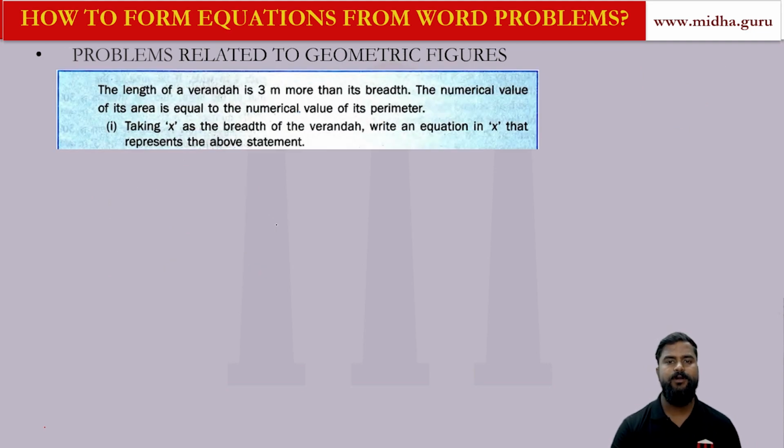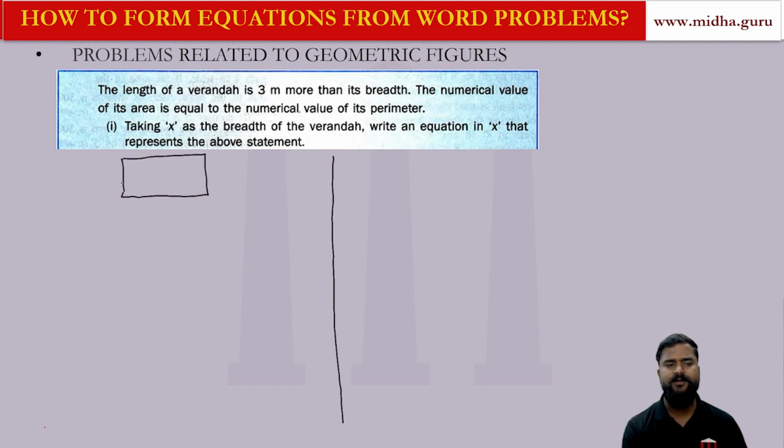Let's just see one more example. So now this says the length of a veranda is 3 more than its breadth. The numerical value of its area is equal to the numerical value of its perimeter. Taking x as the breadth of a veranda, write an equation in x that represents the above statement. So it says the length of a veranda is greater than its breadth, which means it's a rectangular veranda. Now if I take the breadth as x, as it says, the length is 3 meter more. So I write x plus 3.